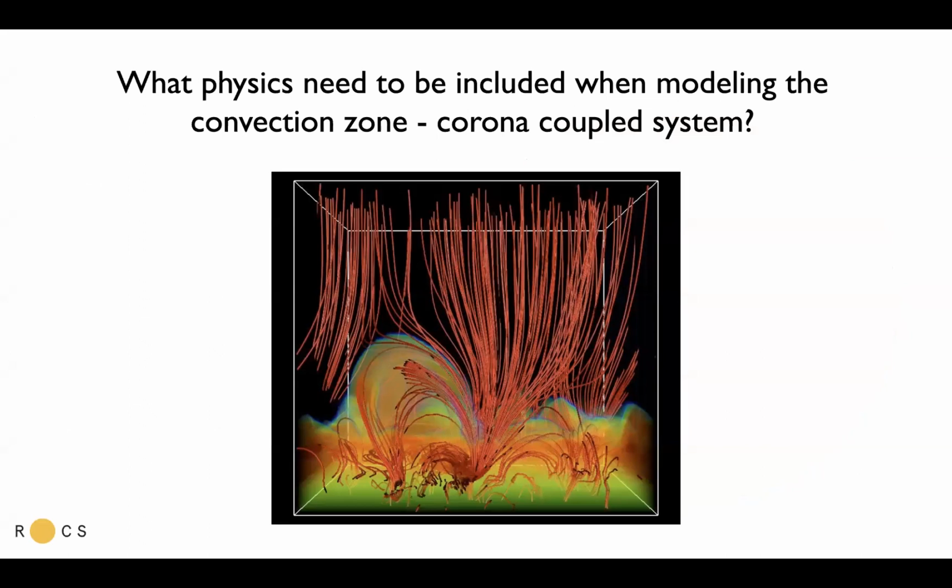And these simulations aim at including both the driving in the convection zone, only the upper part of the convection zone, unfortunately, but from the convection zone through the photosphere, chromosphere, and all the way up to the corona. So what do we then have to include?